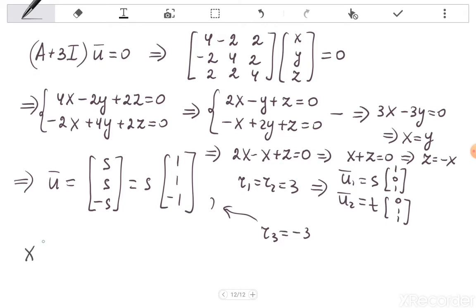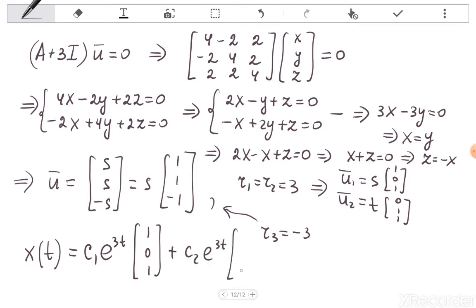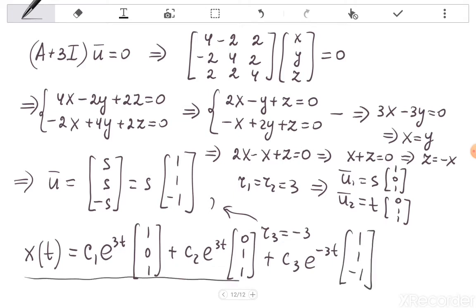So how do we write the solution? The solution we write in the same way as before. So this will be c1 e to the 3t, and the first eigenvector 1, 0, 1, plus c2 e to the 3t, the second eigenvector 0, 1, 1, plus c3 e to the minus 3t, corresponding to this eigenvector 1, 1, minus 1. So this is the solution of the system.